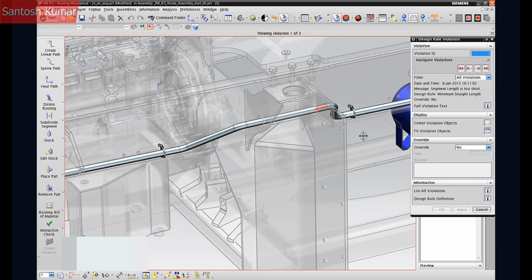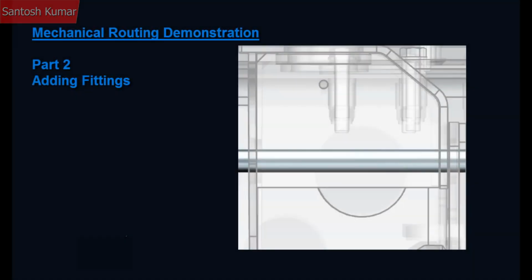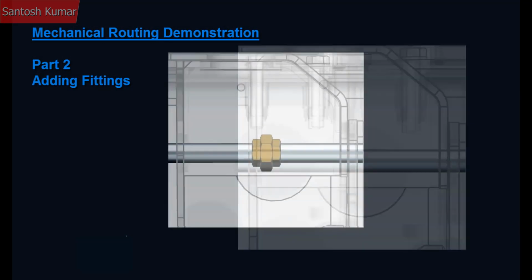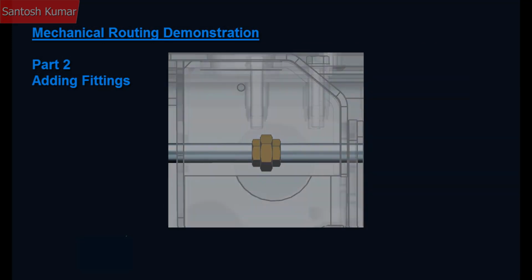Here a segment is being reported as less than the allowed length. Other default rules include pipe and fitting incompatibility and invalid bend radii. Fittings can be added to the ends or interior of pipe sections. Depending on the type of fitting, the pipe will be divided or trimmed.